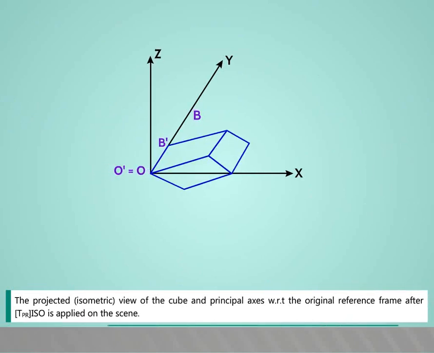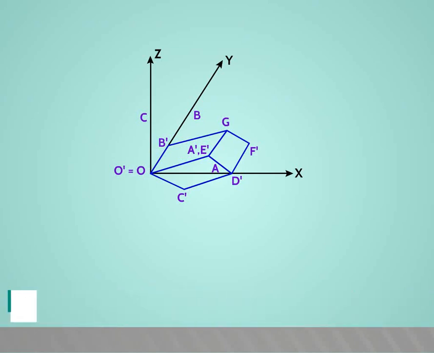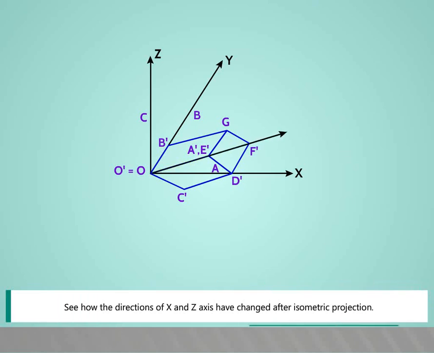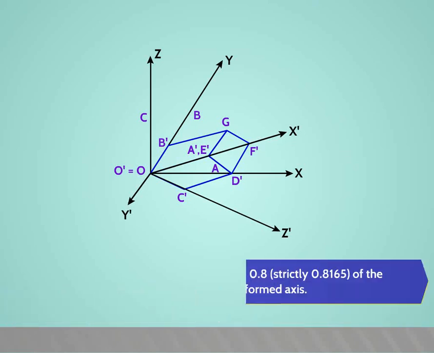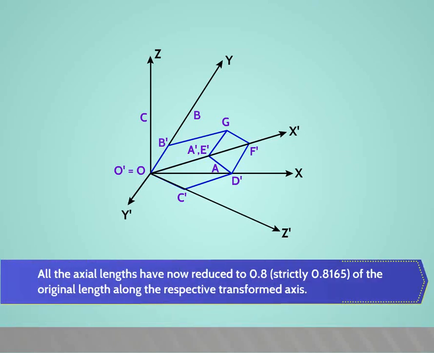the projected isometric view of the cube and principal axis with respect to the original reference frame after the isometric projection is applied on the scene. See how the directions of x and z axis have changed after isometric projection. All the axial lengths have now reduced to 0.8, that is strictly 0.8165 of the original length along the respective transformed axis.